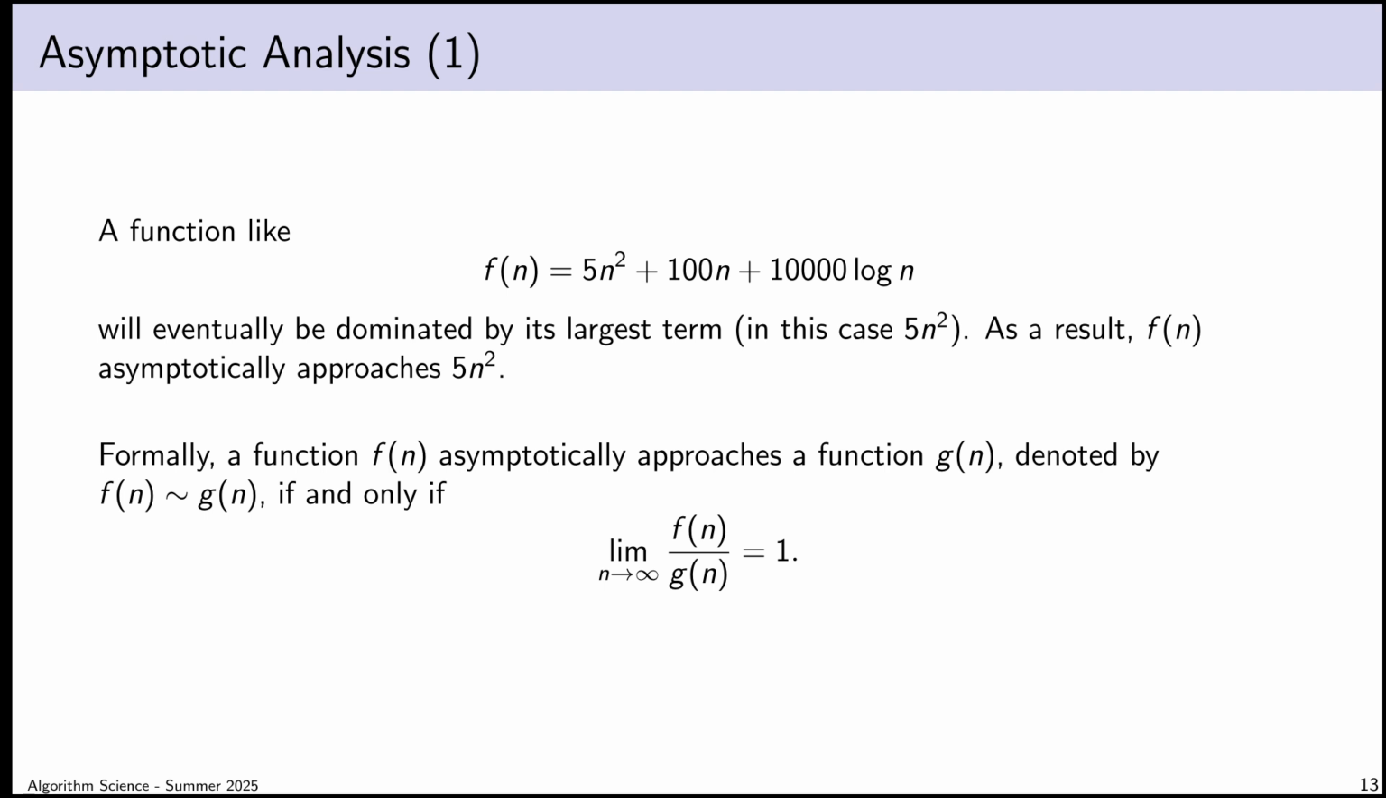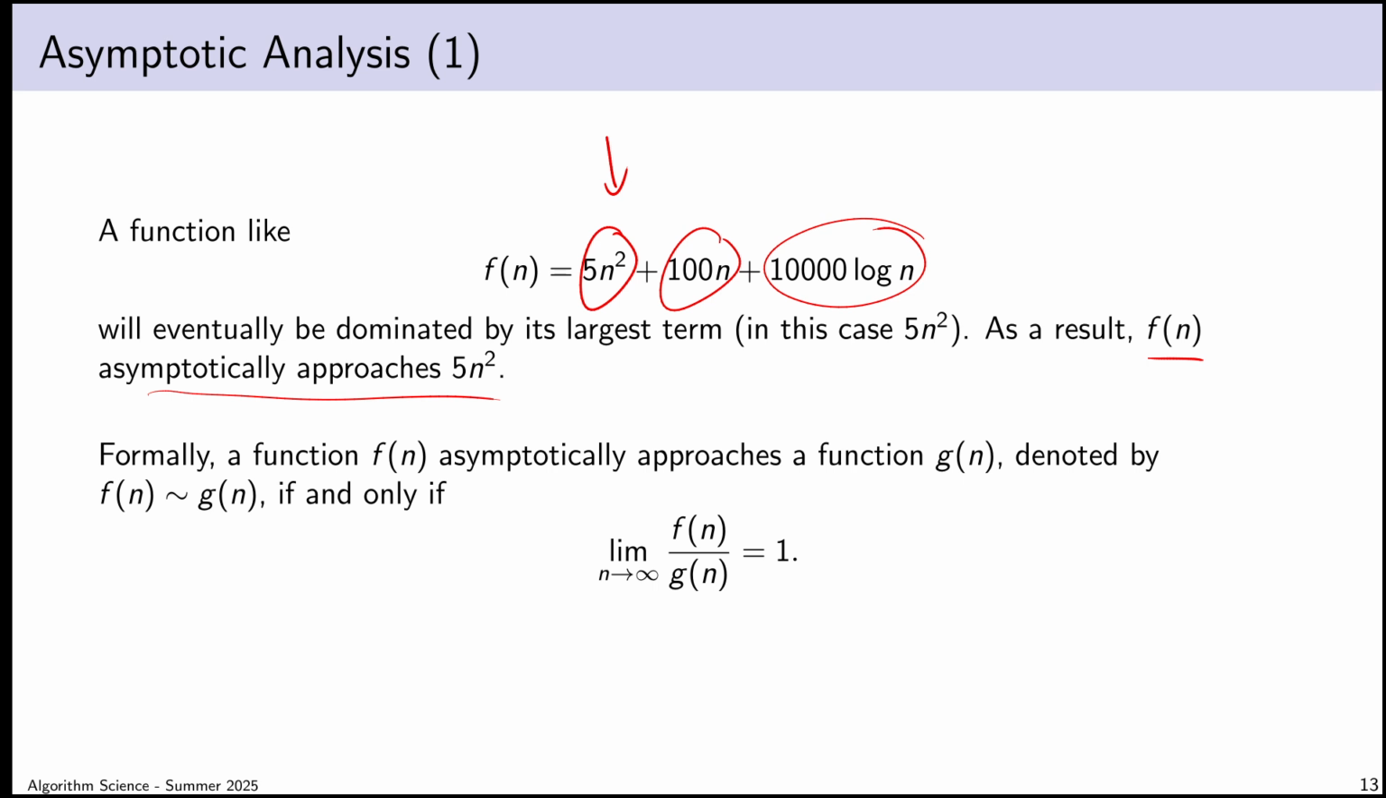So anyway, a function like this one here, again, this is just a sum of products. So we've got 5n squared plus 100n plus 10,000 times log n. The plots are a way of intuitively justifying this, but it's eventually going to be dominated by its largest term. And in this case, it is true, in fact, that f of n asymptotically approaches 5n squared.